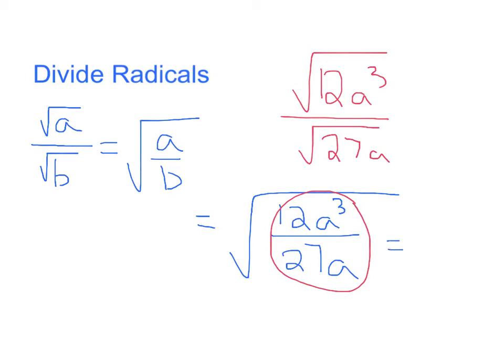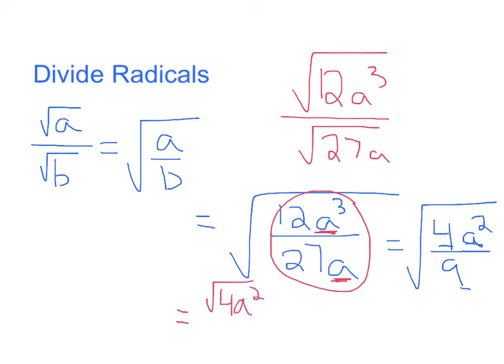Let's see, 12 over 27, you can divide them both by 3. So we have the square root of 4/9. And then a to the third divided by a simplifies to a squared. So now, once I've simplified everything, look what I have. I have 4, a squared, and 9. All of those are perfect squares, so I can just take the square root of all of them. The square root of 4a squared divided by the square root of 9. So this is 2a over 3. And that is my final answer.